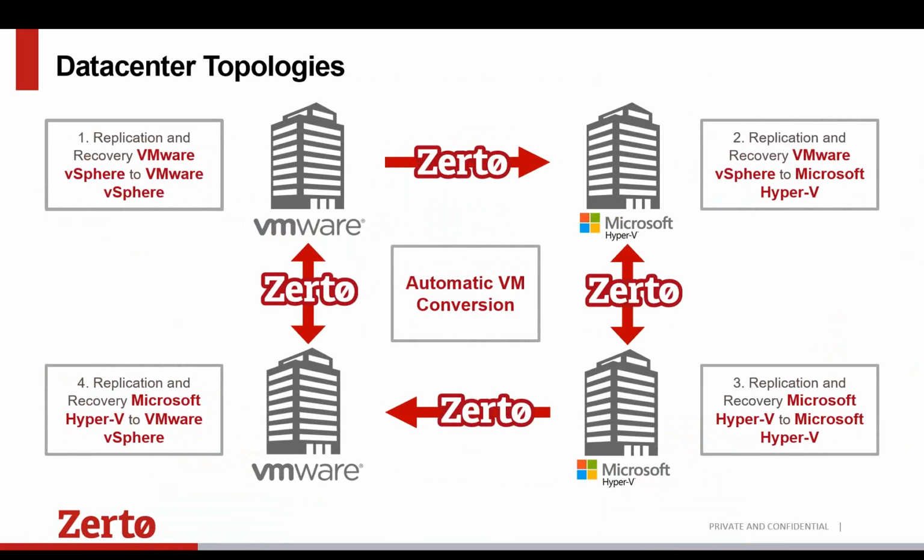And the target virtual machine disks are created in their native format when you protect the virtual machines. So we're just taking the change blocks from one site, inserting them in the target disk in the other, and automatically converting the VM on the fly so that you don't have to wait for any lengthy conversion process.